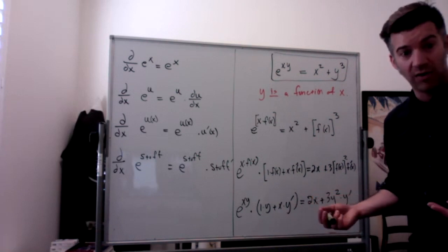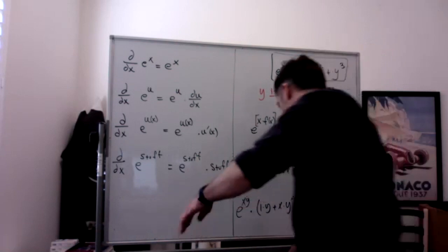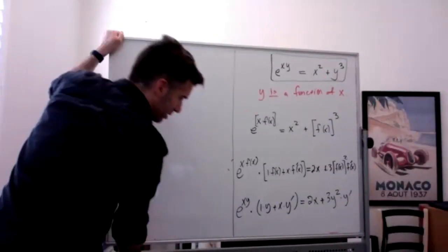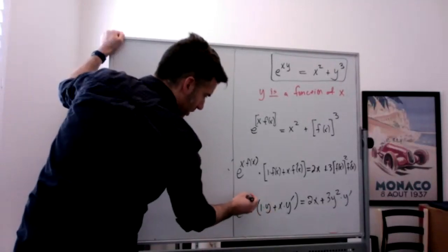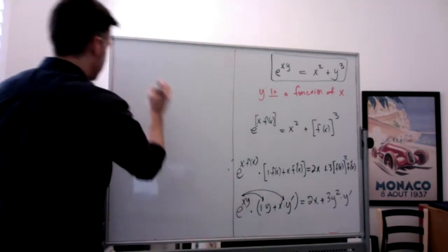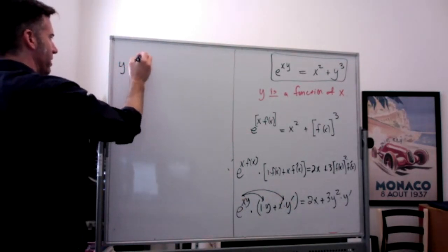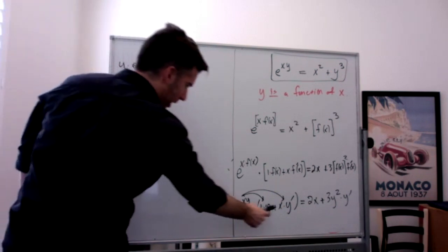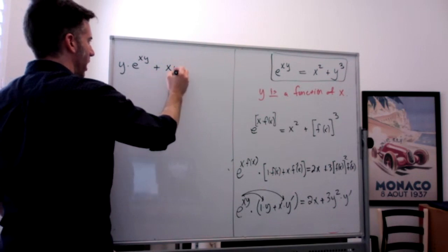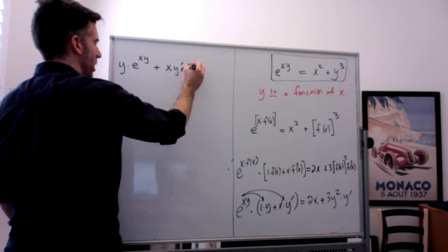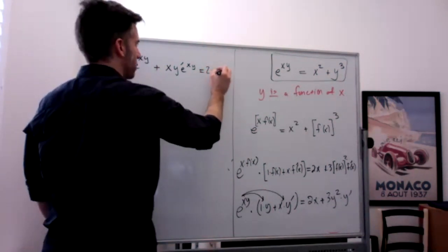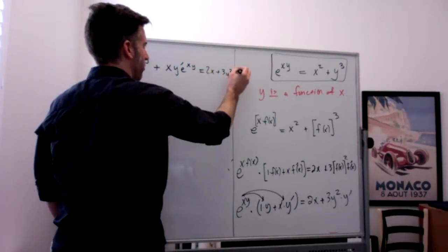So that's the process for doing one like this. And then, of course, we have to do the algebra to solve for y prime. That's where you have to do some distributing and isolating. On the left-hand side, I'm going to distribute to each of those terms. So I'm going to get y times e to the xy, since I usually write the stuff out in front of the exponential, plus x y prime times e to the xy, equal to 2x plus 3y squared y prime.